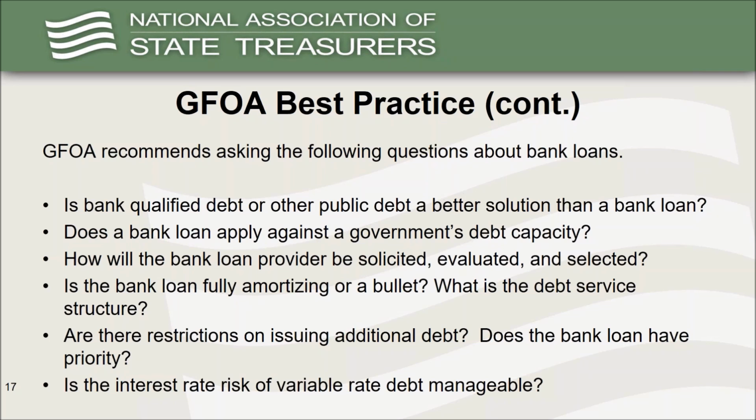So specifically, GFOA recommends asking the following questions about bank loans, many of which Renee just covered. Is bank qualified debt or other public debt a better solution than a bank loan? Does a bank loan apply against a government's debt capacity? How will the bank loan provider be solicited, evaluated, and selected? Is the bank loan fully amortizing or a bullet? And what is the debt service structure? Are there restrictions on issuing additional debt? Does the bank loan have priority? And is the interest rate risk of variable rate debt manageable from the issuer's perspective?